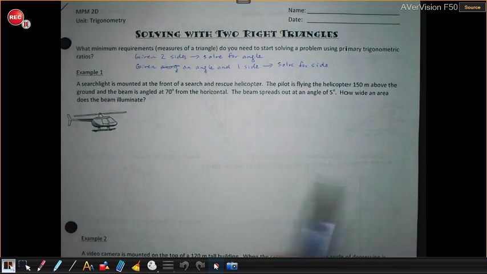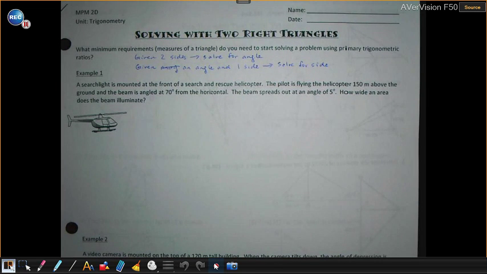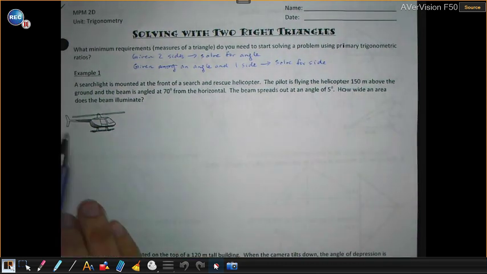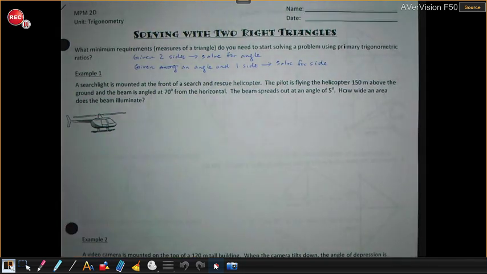So first example, a searchlight is mounted at the front of a search and rescue helicopter. The pilot is flying the helicopter 150 meters above the ground, and the beam is angled at 70 degrees from the horizontal. The beam spreads out at an angle of 5 degrees. How wide an area does the beam illuminate? So here we have a searchlight that's mounted in the front of this helicopter. The pilot is flying the helicopter 150 meters above the ground.